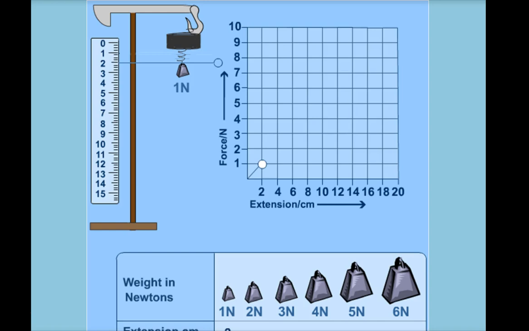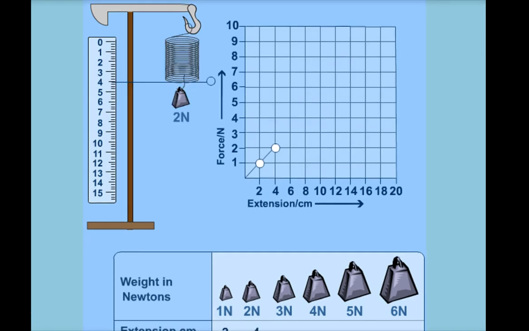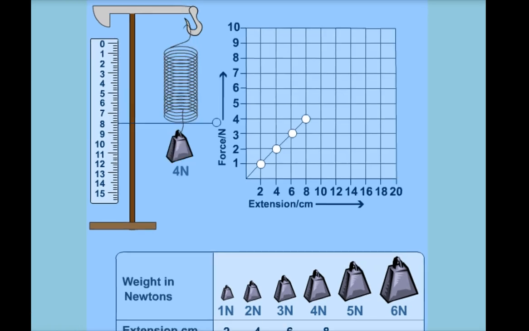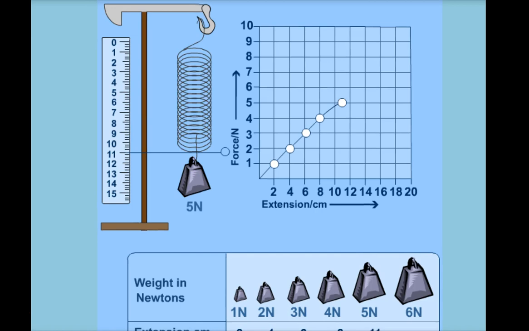Hooke looked at the way things stretched. He saw that if you stretched a spring with 1 newton of force, it stretched. But if you stretched it with 2 newtons of force, the distance doubled. With 3 newtons, the distance tripled. With 4 newtons, the distance quadrupled. And by this time, Hooke was pretty much sure what pattern he was seeing. Sooner or later, of course, the spring broke.